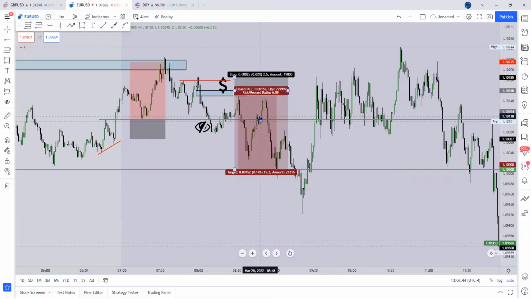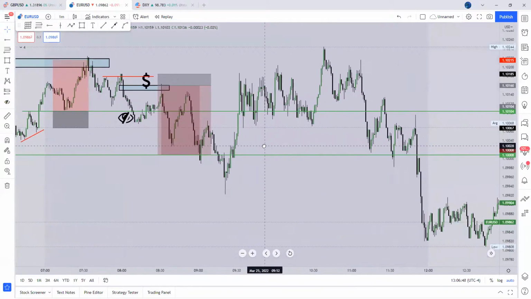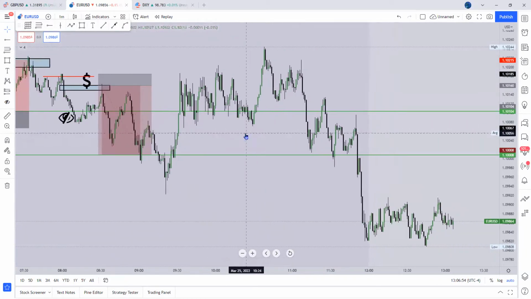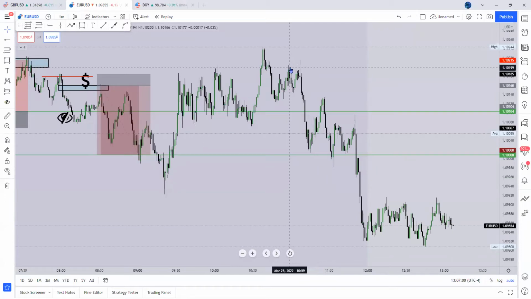Okay. So what other trades could we have taken? Well, do we see anything within here? Not really, right? There's nothing there. Do we see anything within here? Not very good.